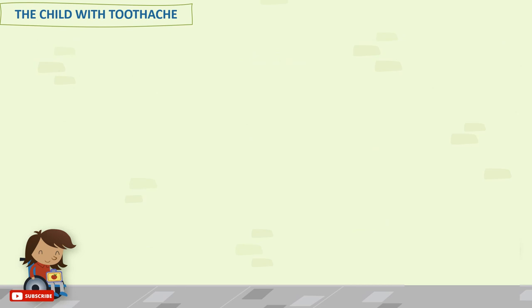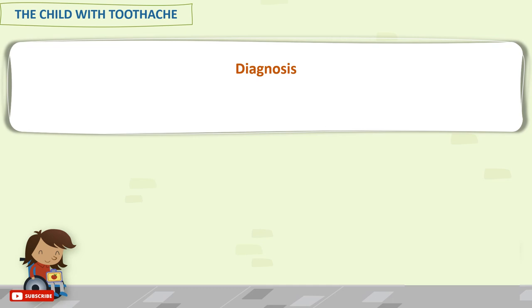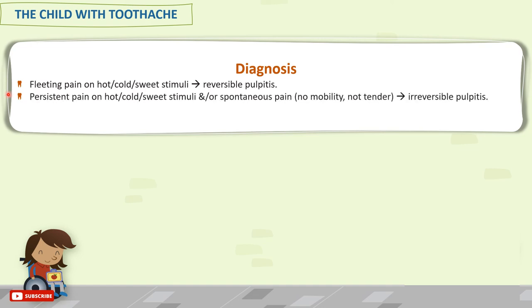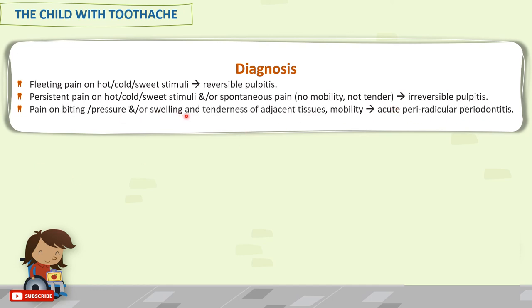Now, after doing all those examinations, what should the diagnosis be? Fleeting or transient pain on hot, cold, and sweet stimuli indicates reversible pulpitis. Longer-lasting or persistent pain on hot, cold, and sweet stimuli, or spontaneous pain with no initiating factors that can keep the child awake at night, but there is no mobility and the teeth are not tender to percussion, indicates irreversible pulpitis. Pain on biting and pressure, and if there is swelling and tenderness of adjacent tissues or tooth mobility, indicates acute periradicular periodontitis. The suggested treatments for each of these cases will be discussed in upcoming videos in this chapter.